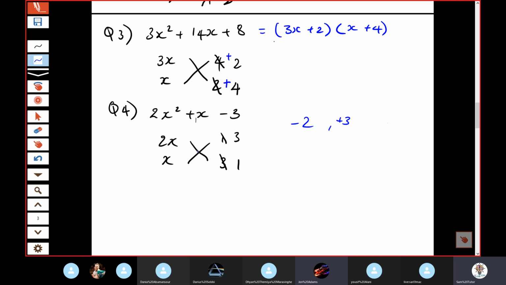So where's your 3? That's your 3. That's positive. That's your 2. That's negative. Yes. Again, what's the answer now? 2x plus 3, x minus 1. It's weird because we're reading them diagonally, but we're actually writing them horizontally. So make sure you don't get that mixed up. Good work.